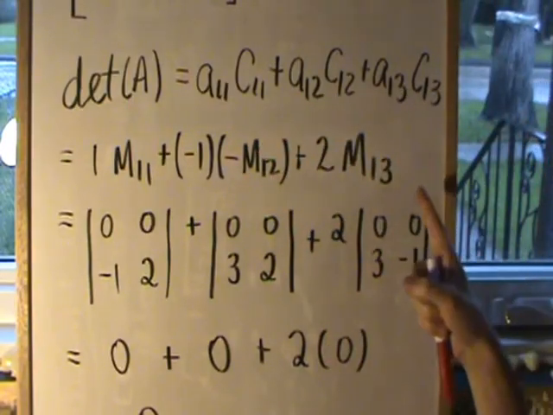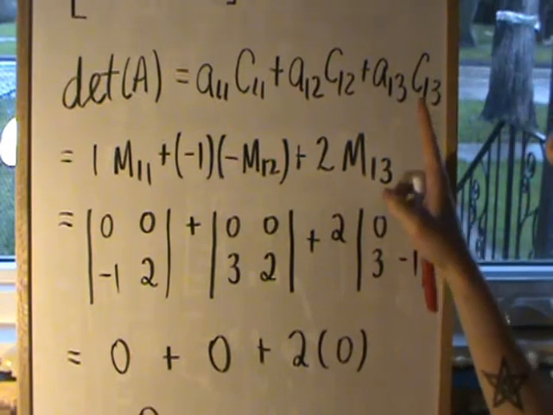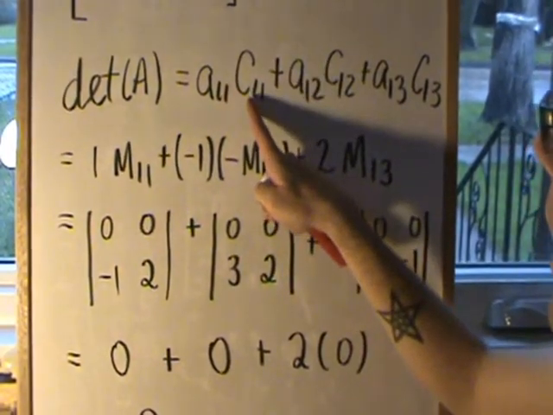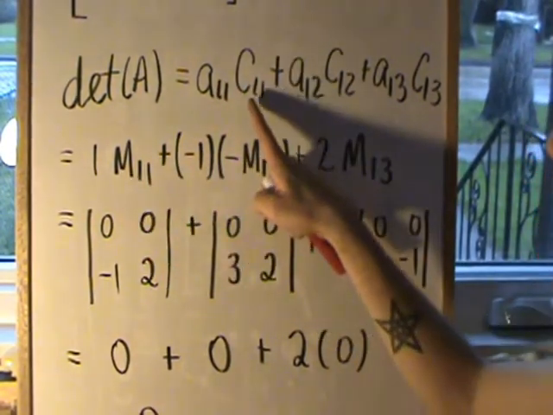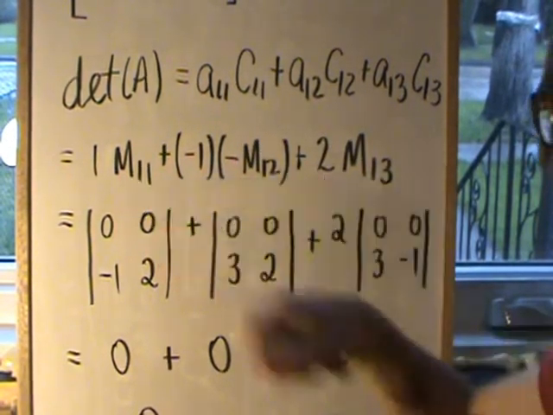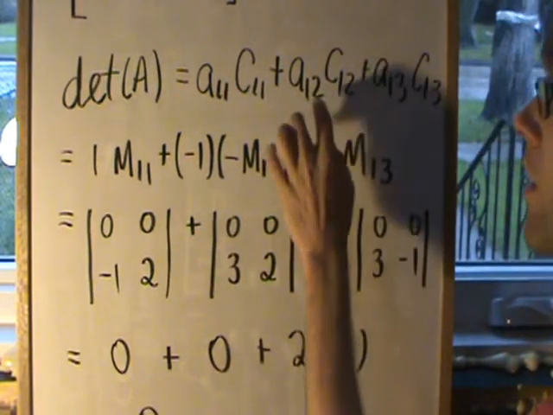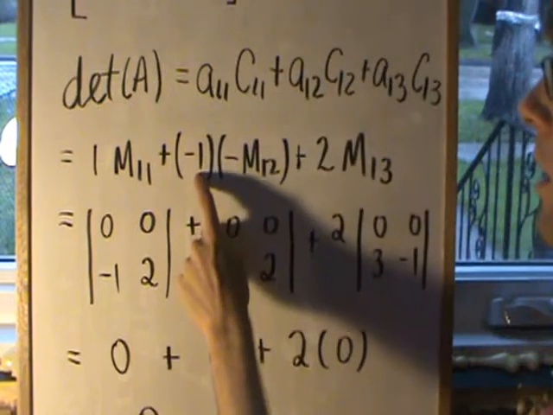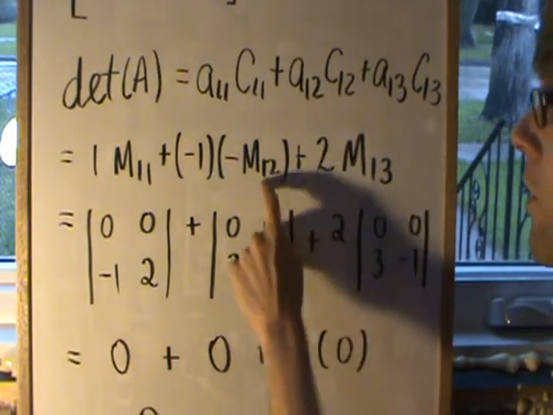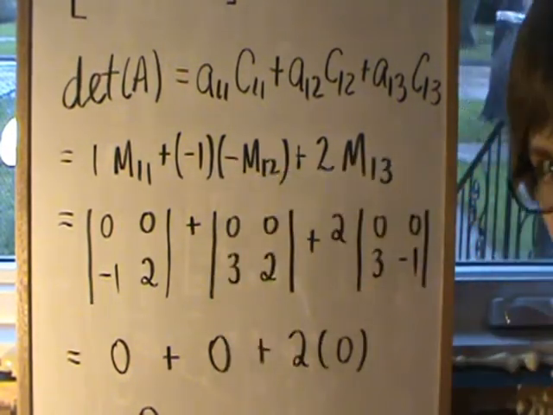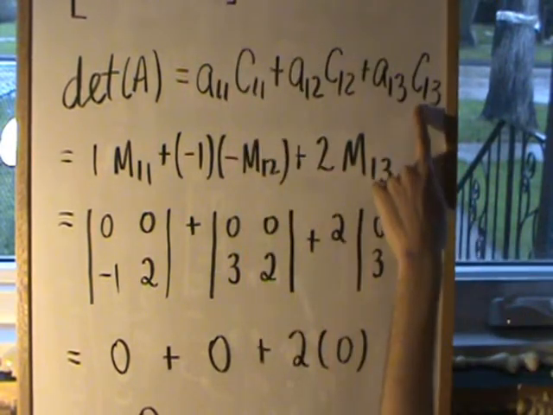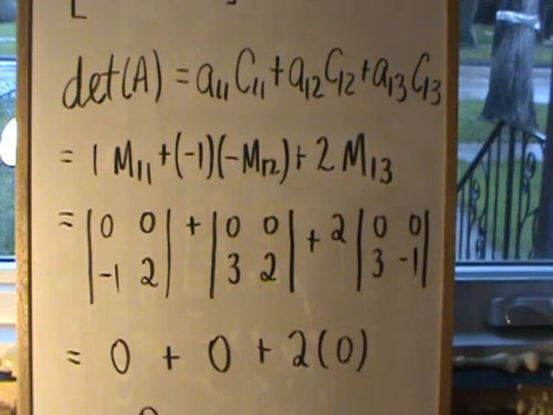So here I've started to fill in some of that information from the formula up here. So a11, that's this entry. The entry is number 1. And I'm going to replace this cofactor with M11, because 1 plus 1 is even, I know that this cofactor is equal to the minor of the 11 entry. Next I move over here, so this a12 is negative 1. 1 plus 2 is odd, so I can replace the cofactor of the 12 entry with the minus of the 12 minor. And last, I replace a13 with 2, and the 13 cofactor with the 13 minor.